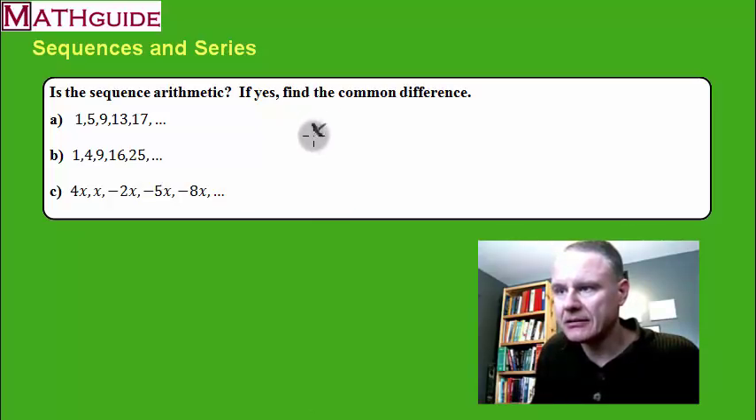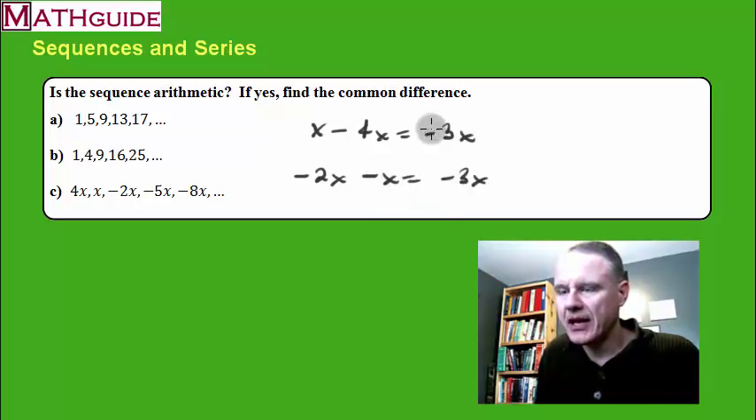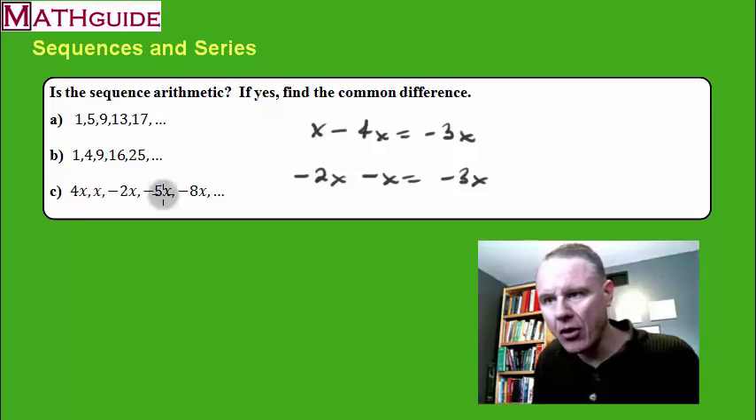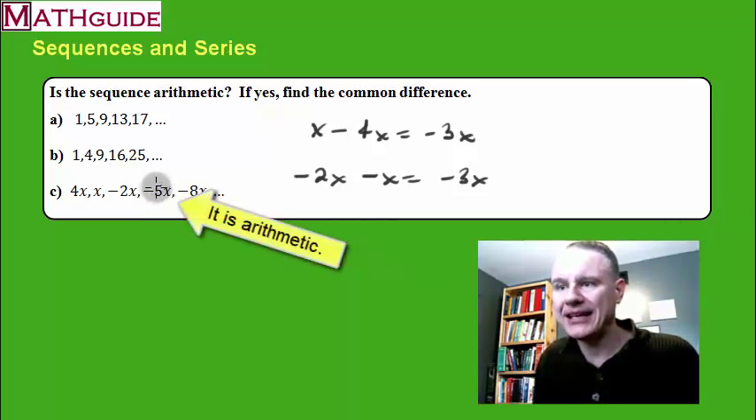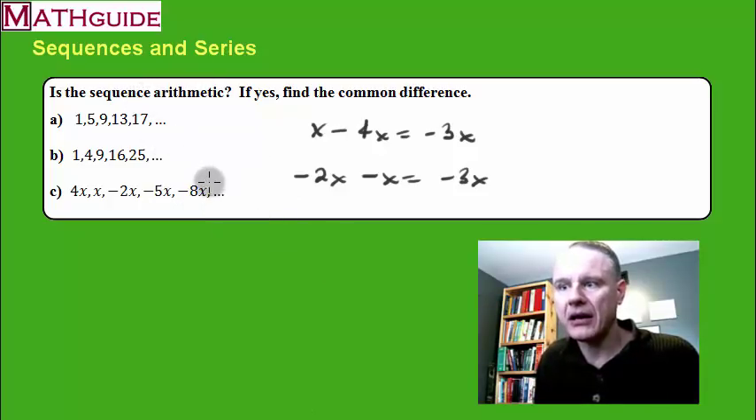So let's take x minus 4x. That's negative 3x. Let's take the next 2: negative 2x minus x. It's negative 3x. And you can see that that is common throughout all of them. If I subtract 3x from one term, I'm going to get the following term. Subtract 3x, I get negative 8x in there. So, yep, that is arithmetic. So we have arithmetic, non-arithmetic, arithmetic.